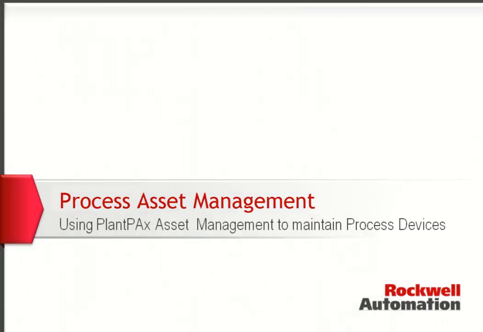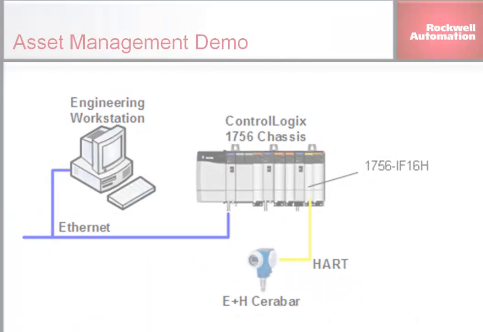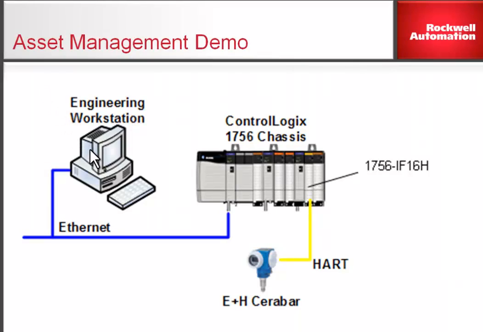This demo shows how to configure and get diagnostic information from a HART device using Rockwell Automation's PlantPAx Asset Management. This HART demo has engineering workstations connected via EtherNet/IP to the controller chassis. The chassis is connected to a HART pressure transmitter using a 16-point HART I/O module. This example uses EtherNet/IP and HART to connect to the instrument.